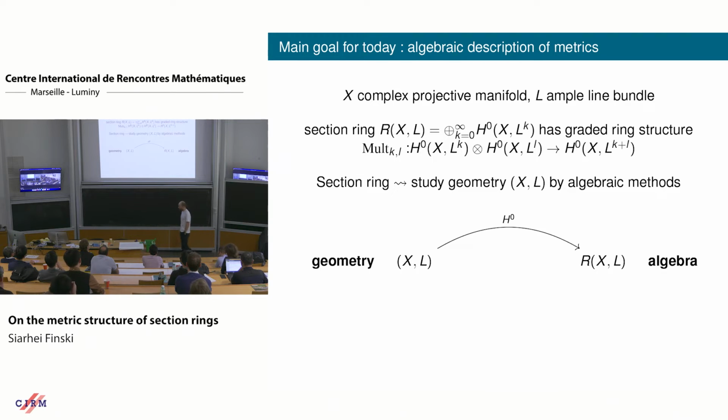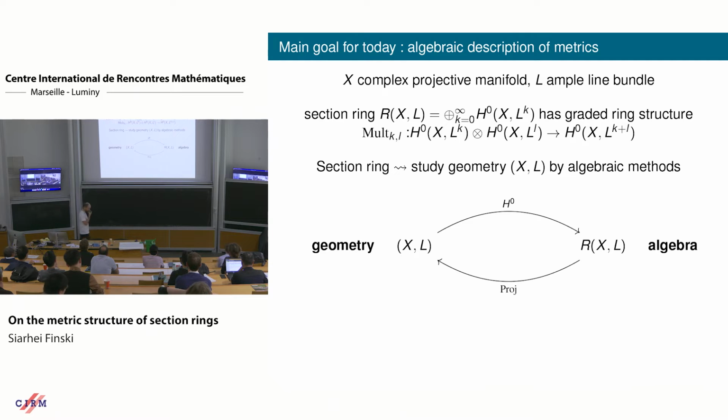If I would like to represent this in a picture, on the left-hand side you have the geometry, on the right-hand side you have algebra, and to pass from one to the other you just calculate the cohomology. In fact, there is a construction which goes in the other direction, from algebra to geometry. This is called the projectivization construction, and for any graded ring one can associate a scheme. If you apply it to the section ring of an ample line bundle, from this scheme you will be able to reconstruct the original pair.